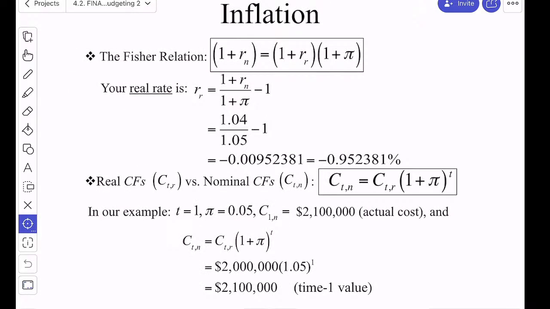All right. So let's look at implications. Here's the Fisher relation. If I want to calculate the real rate with inflation at 5% and the nominal interest rate at 4%, the fact that inflation exceeds the nominal rate of interest implies that the real rate is negative. The real rate of interest is negative.